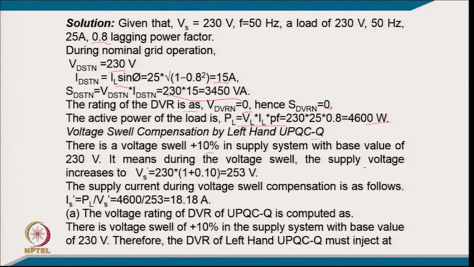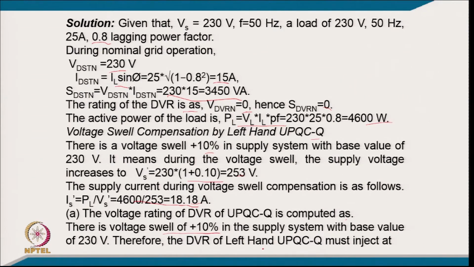It means during voltage swell the supply voltage increases, typically to 253, and the supply current during the voltage swell compensation is typically the active power of the load, 4600, divided by 253. So, current becomes 18.18, and the voltage rating of the DVR we can calculate from the voltage swell of 10%. So, we can calculate the value of 230 volt.